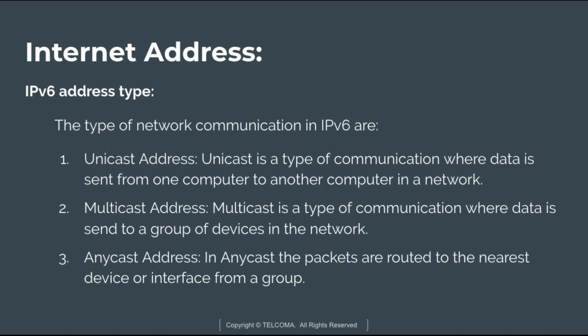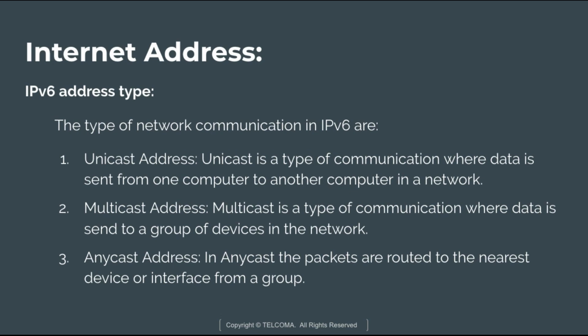Next we are going to discuss the IPv6 address types. The types of network communication in IPv6 are unicast, multicast and anycast addresses. IPv6 doesn't use the broadcast address. In unicast, data is sent from one computer to another computer in a network. Examples of IPv6 unicast communication are browsing a website and downloading a file from an FTP server.